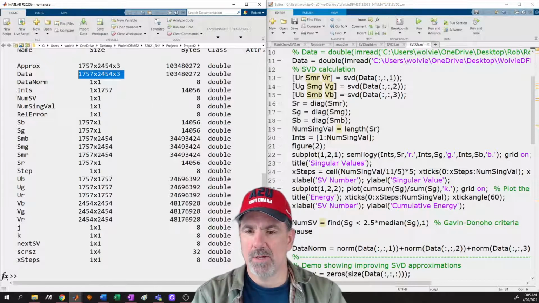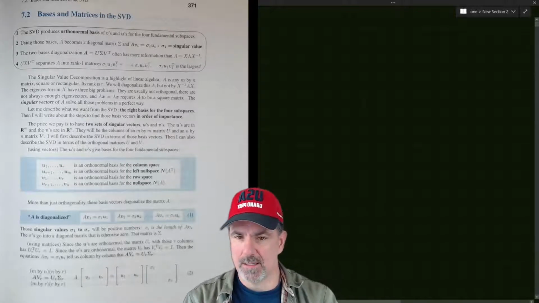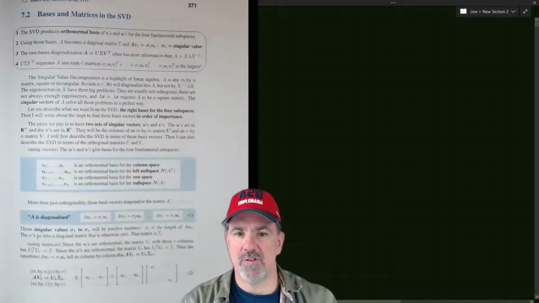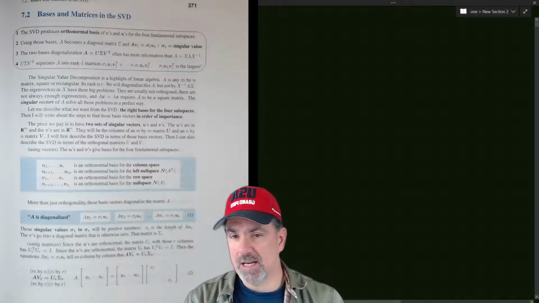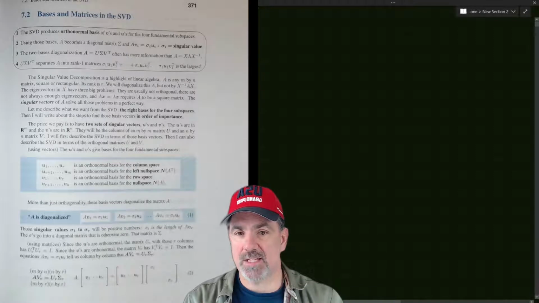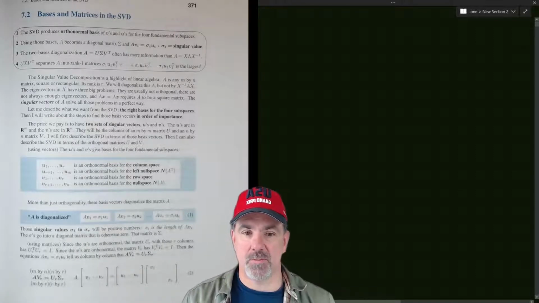So what I want to do now is shift to taking a look at some of the information here from Professor Strang's text and just to make a couple of notes. So in general, section 7.2 is talking about the singular value decomposition, how exactly we do it, and we will talk about the four fundamental subspaces.